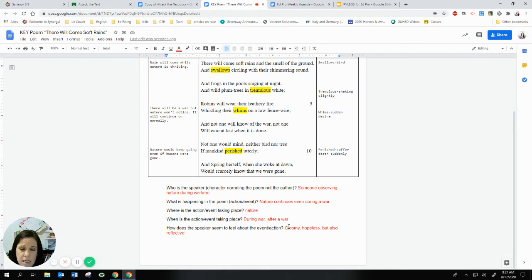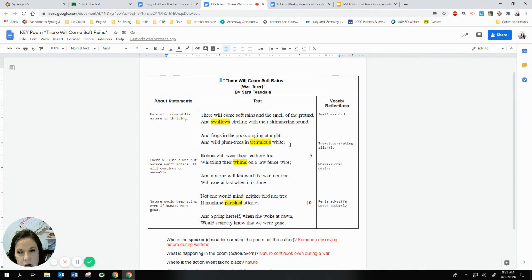So again, the who is the speaker, someone observing nature during wartime. What is happening is that nature continues even during a war. Where is the action taking place? In nature. When is the action taking place? During war or after war. And how does the speaker seem to feel? Kind of gloomy, hopeless, but also very reflective on their place in society. Okay, so that was the first part of our second read. The next part is to identify our literary elements.